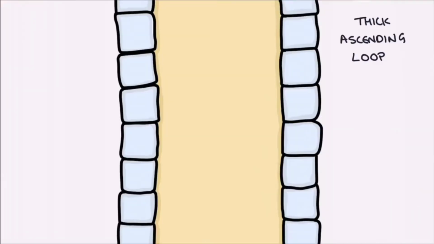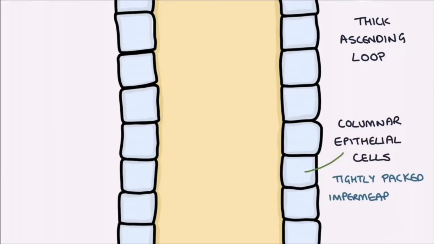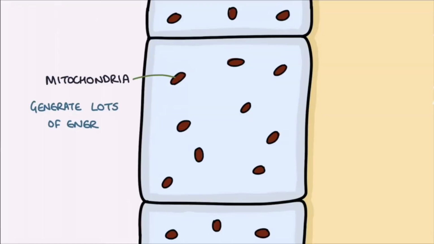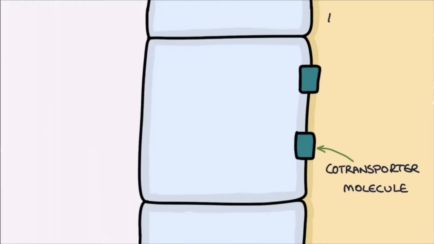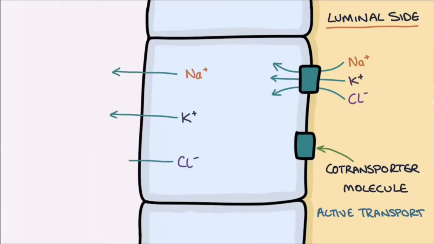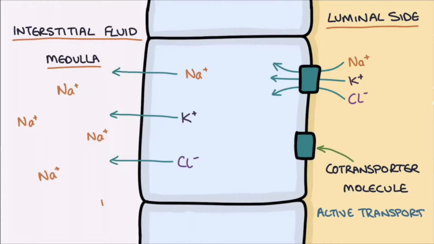The thick ascending loop contains columnar epithelial cells that are tightly packed together, making them impermeable to water. And they contain loads of mitochondria to generate lots of energy. The cells have a co-transporter molecule on the luminal side, or the side of the filtrate, that uses energy to actively transport sodium, potassium, and 2 chloride molecules out of the filtrate. These ions then pass out the other side of the cell into the interstitial fluid of the medulla and create a high concentration of solutes in this area.